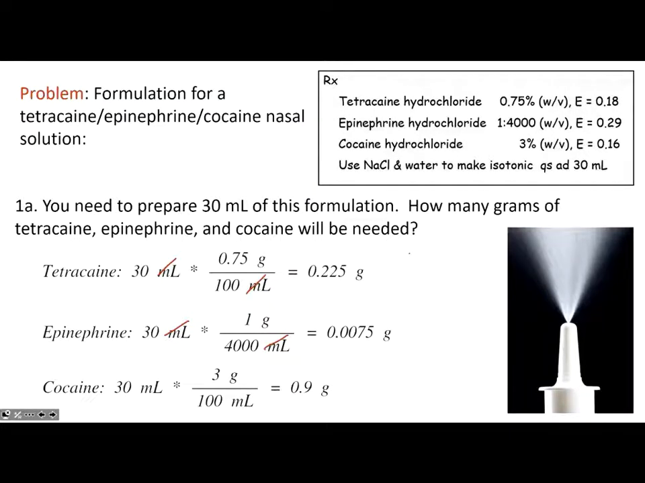And the cocaine works the same way as before. 3% means 3 grams per 100 mils. Multiply that by 30 mils so that, again, units cancel, and you get weight in grams. Okay? Hopefully that was easy. We're going to need those numbers. That wasn't supposed to be a hard part of the calculation, but we're going to need those here in a little bit.